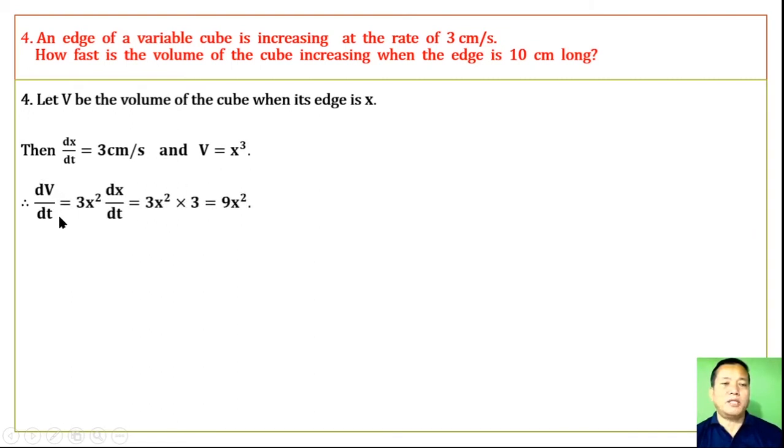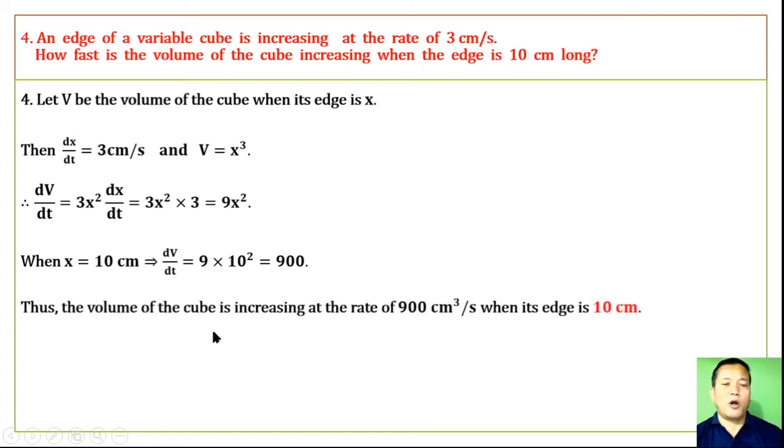Now dv by dt is equal to thrice x square. x is not t, therefore we have to multiply by dx by dt, whose value is 3, and which gives 9x square. When x is 10 centimeter, the value of dv by dt is 9 into 10 square, that is 900. Thus, the volume of the cube is increasing at the rate of 900 centimeter cube per second when its edge is 10 centimeter.